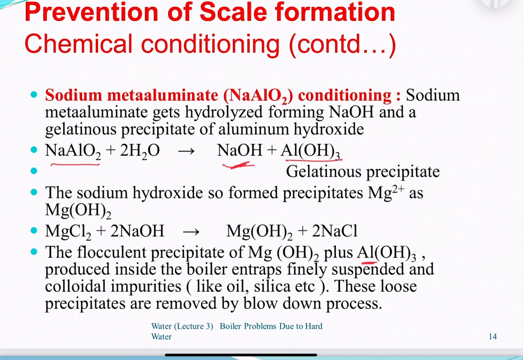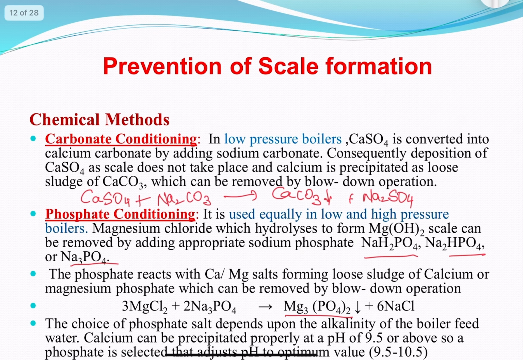in boilers. So let us very quickly revise them. The first one was carbonate conditioning, which is used when calcium sulfate is present in water. Then phosphate conditioning, it is used when magnesium salts are present in water.